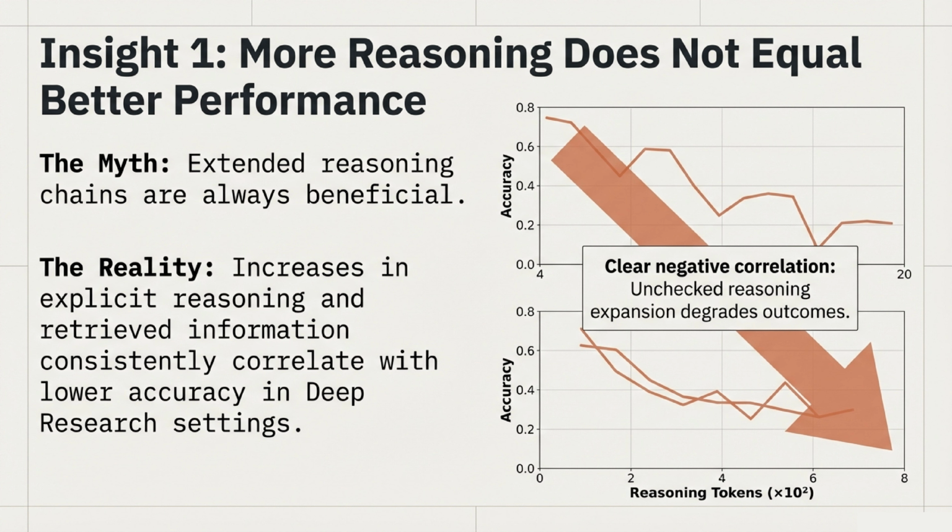Let's dive into our first major insight: more reasoning does not equal better performance. There's a common myth out there that extended reasoning chains are always beneficial. However, the reality is quite different. The data shows a clear negative correlation. As explicit reasoning and retrieved information increase, accuracy actually goes down in deep research settings. Unchecked reasoning expansion heavily degrades outcomes.